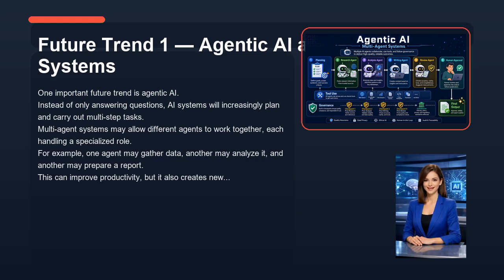For example, one agent may gather data, another may analyze it, and another may prepare a report. This can improve productivity, but it also creates new risks. Organizations will need clear controls, audit trails, human approval points, and safety boundaries.